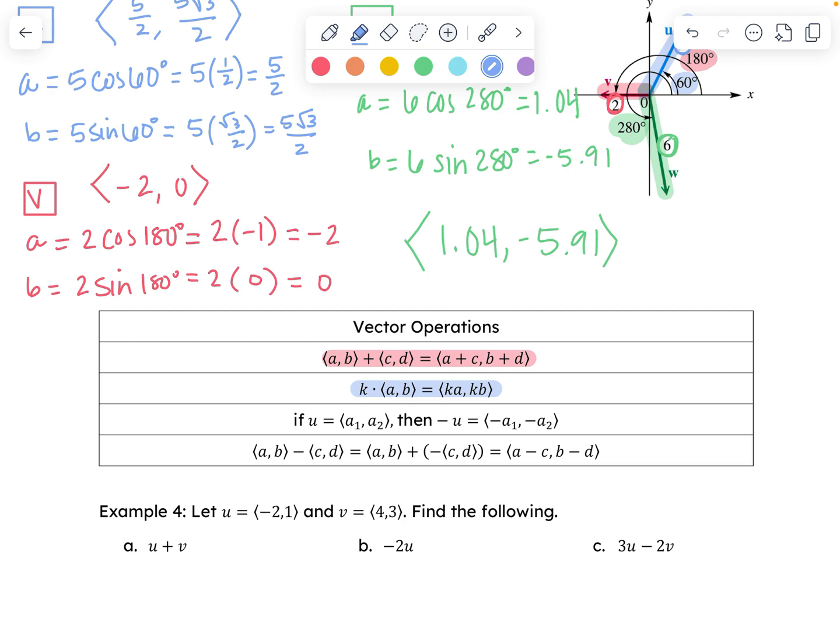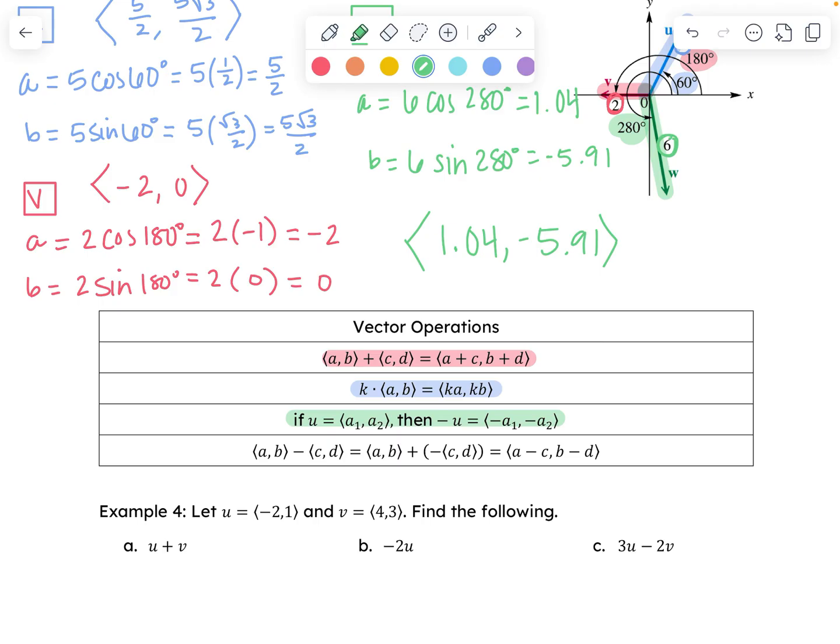Now, before we talk about subtracting, we do need to look at the fact that if I have a vector, so let's say u is a sub 1, comma, a sub 2, then negative u would be negative a sub 1 and negative a sub 2. So if you have vector u being the positives, then negative u would be where you just switch the sign of your horizontal and vertical component.